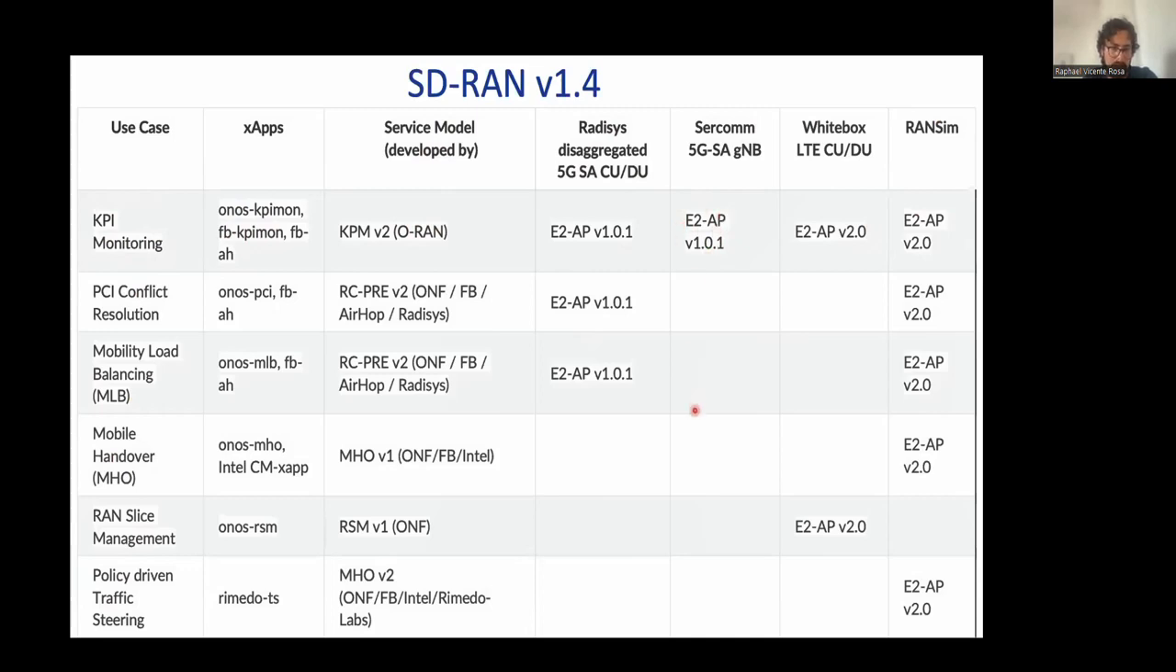So this is part of the release notes of the SD-RAN project, and you can observe the evolution of the xApps, the service models, and also the E2AP integration tests with a RAN simulator and also with white box, for instance, implementations.